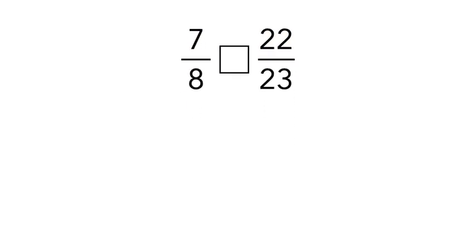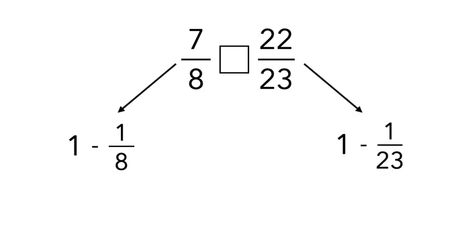But what you might notice is both of these are actually very, very close to 1. So we could use the idea of comparing the fractions to the number 1 in order to find out which is bigger. So if we take the 7 over 8, you can see that that's 1/8 less than a whole. So 1 take away an eighth would give you that 7/8. In a similar way, the 22 over 23 is 1 take away 1/23.